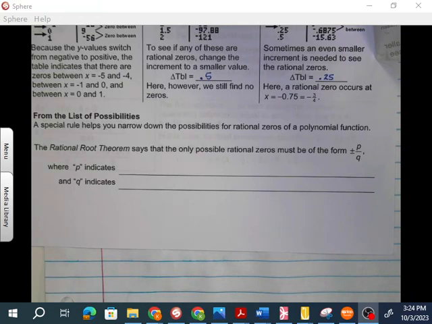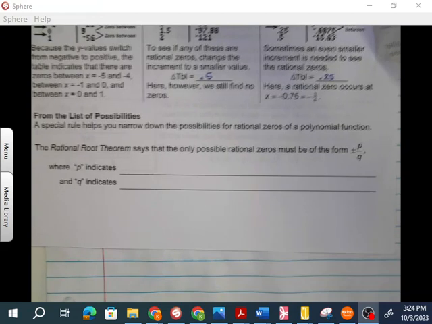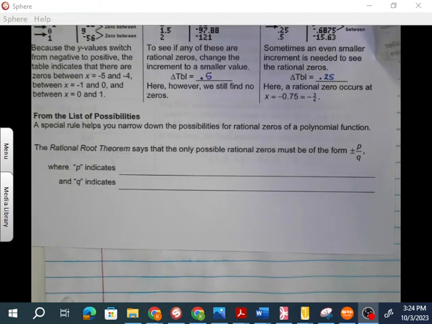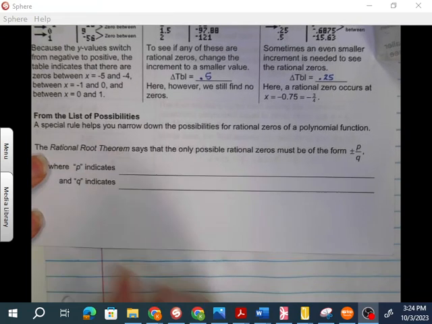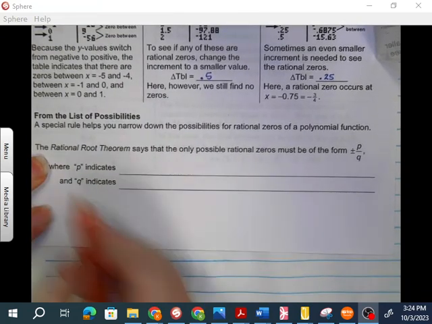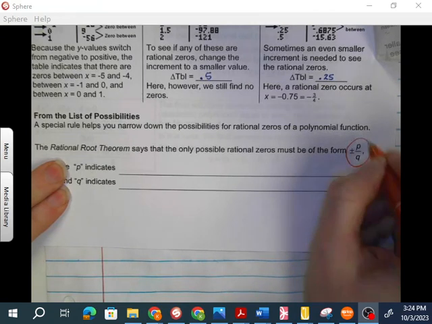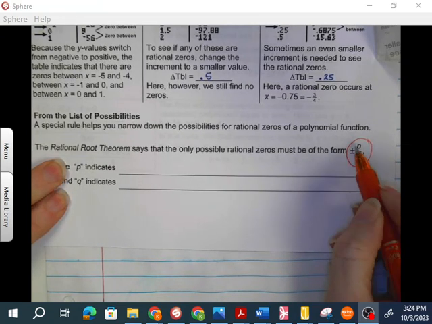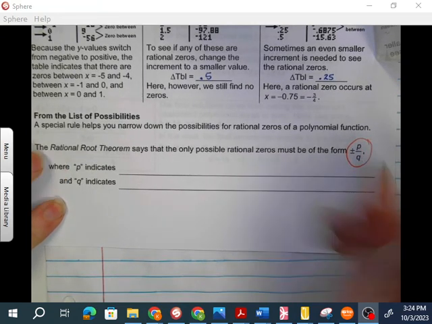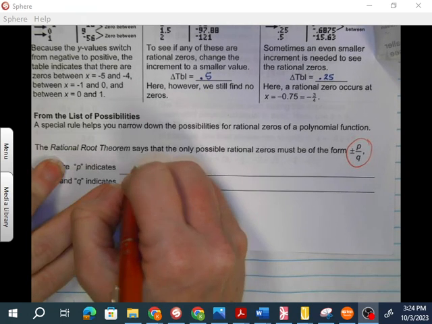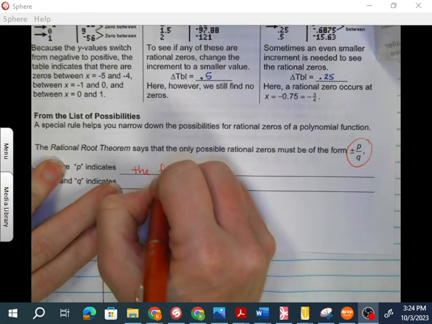It would totally stink. So some mathematician figured out we can narrow down the possible zeros by using the numbers in our problem. So that's what the rational root theorem is. It says that if I put P over Q, we're going to use both the positive and the negative version of P and Q, where P is the factors of the constant.